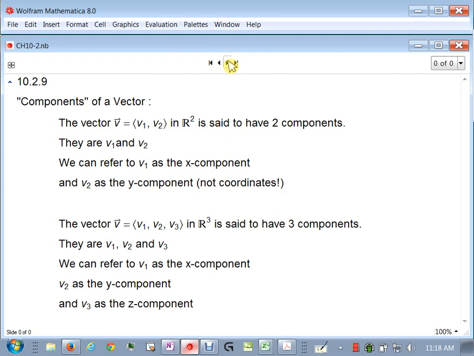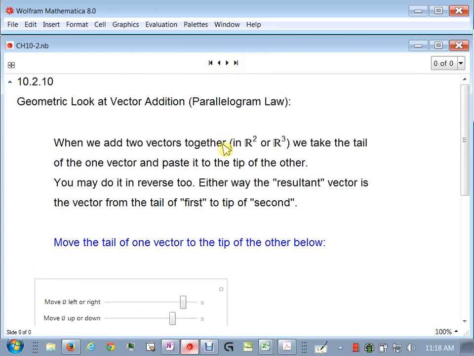So we have 2- and 3-dimensional vectors. And then we stopped and we said, okay, we'll come back. So here's where we are. We're going to look at what's called the parallelogram law for vector addition.